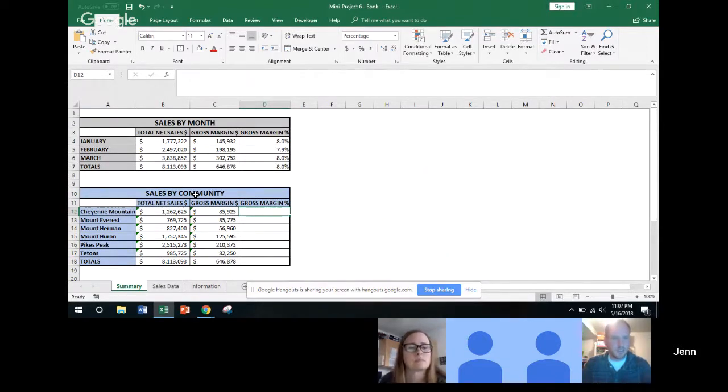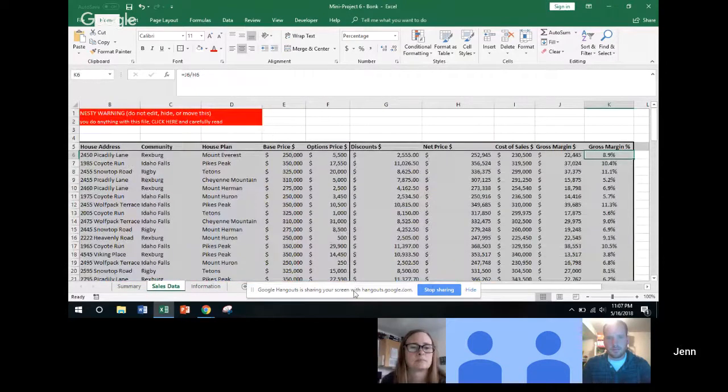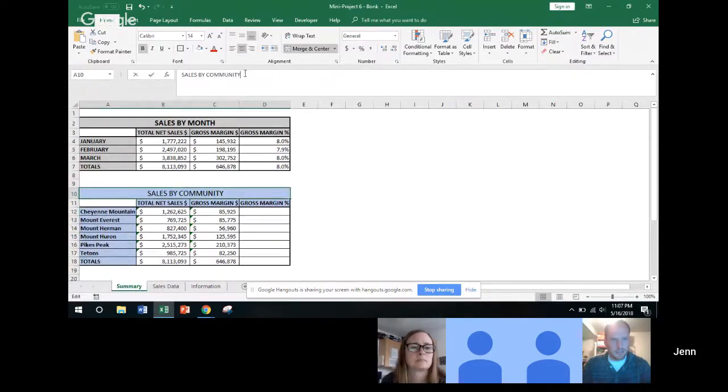So what was the purpose of creating 3 different tables? I didn't understand why he wanted us to do that. He wanted us to show the sales by month, the sales by the community, and then the sales by the floor plan. Yeah, I get that, but why create 3 different things on the sales data sheet? I have no idea. And now that I look at it, I actually think I created the one. This is wrong. Sorry. This is actually sales by plan.